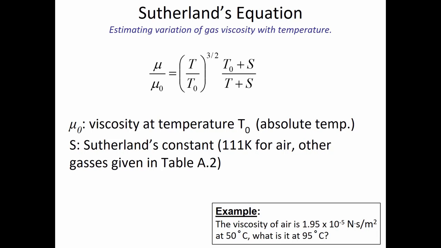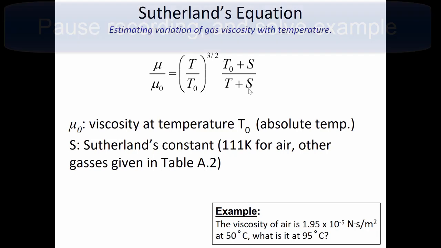So I'm going to pause the recording and stop talking for a second, and what I'd like you to do is try and determine what is the viscosity of air at 95 Celsius. And remember that the conversion is you have to add 273 to get kelvins from Celsius.